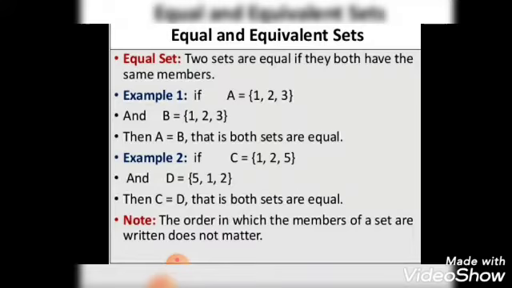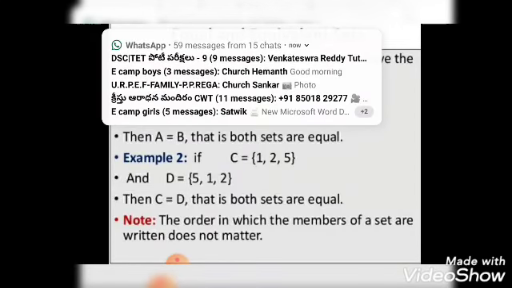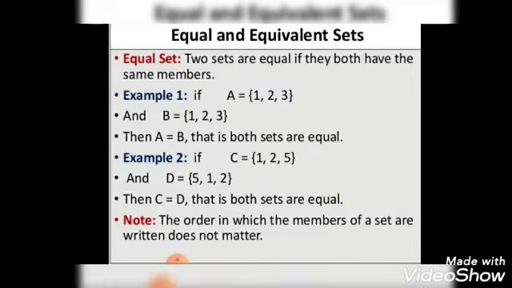The elements which are in C are also there in D. So these both are equal sets. The order in which members of a set are written does not matter. Means in C, 1, 2, 5 is there. In D, 5, 1, 2 is there. It does not matter. We can write them in reverse or in the middle, but the elements should be there in two equal sets.